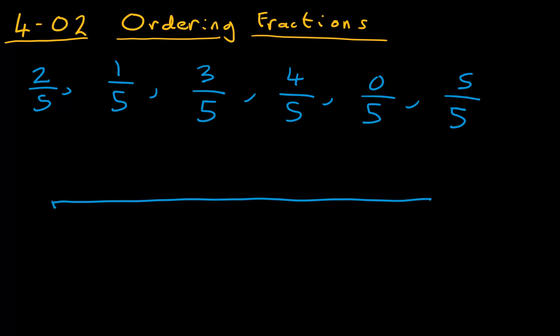Start with 0 and 1. So let's go up in 1/5. Then we're going to have 5/5, which is equal to 1. Okay, so let's order those on the number line.